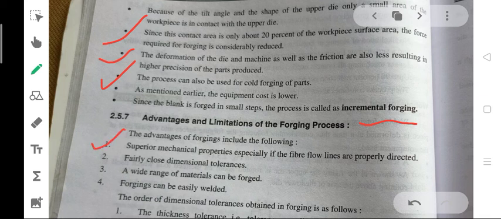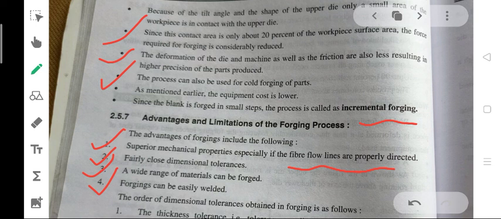The first advantage is superior mechanical properties, especially if the fiber flow lines are properly directed, and fairly close dimensional tolerance. A wide range of materials can be forged, and forgings can be easily welded. So there are four advantages.